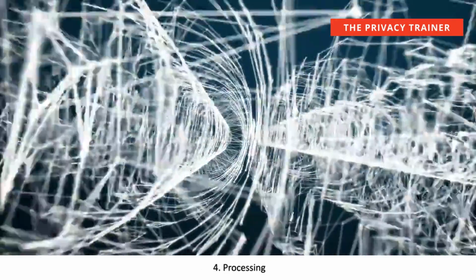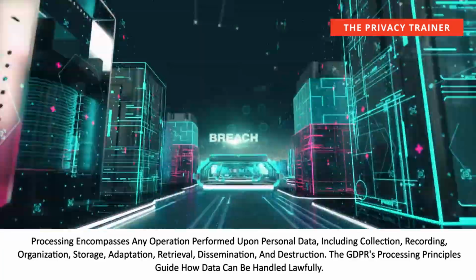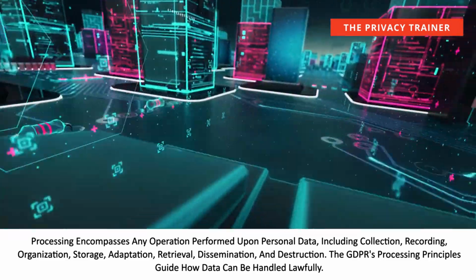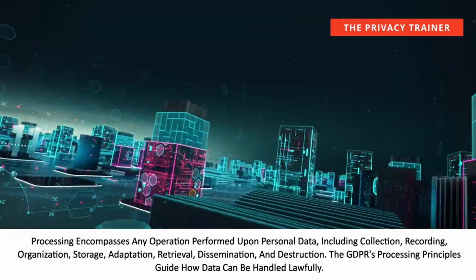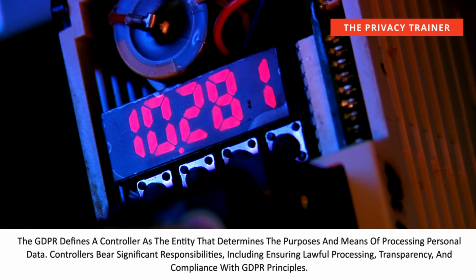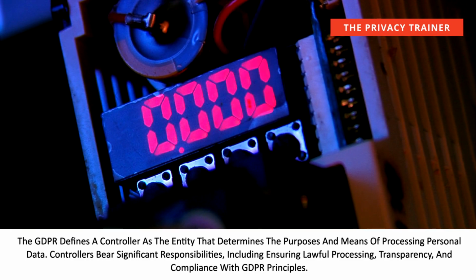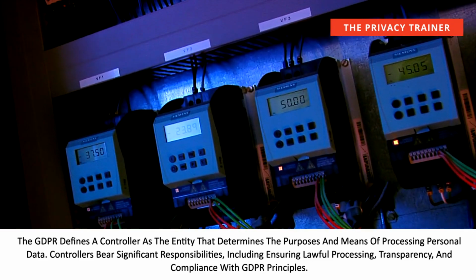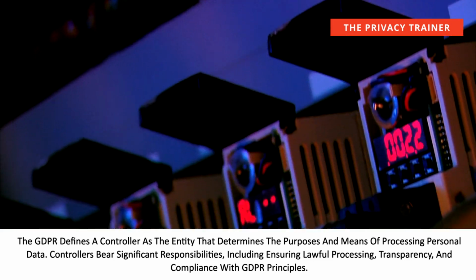4. Processing. Processing encompasses any operation performed upon personal data, including collection, recording, organization, storage, adaptation, retrieval, dissemination, and destruction. The GDPR's processing principles guide how data can be handled lawfully. 5. Controller. The GDPR defines a controller as the entity that determines the purposes and means of processing personal data. Controllers bear significant responsibilities, including ensuring lawful processing, transparency, and compliance with GDPR principles.